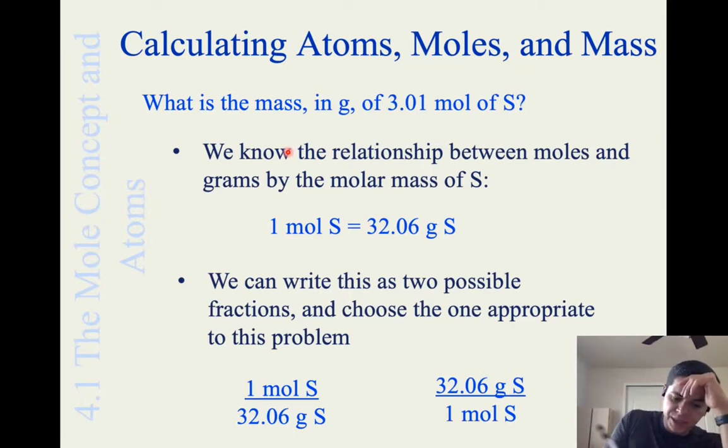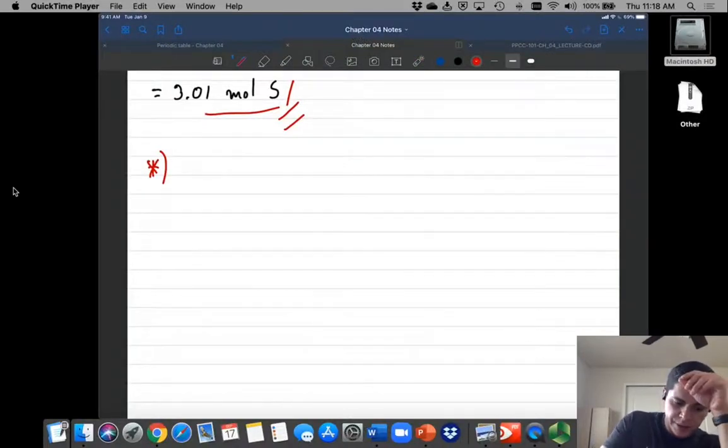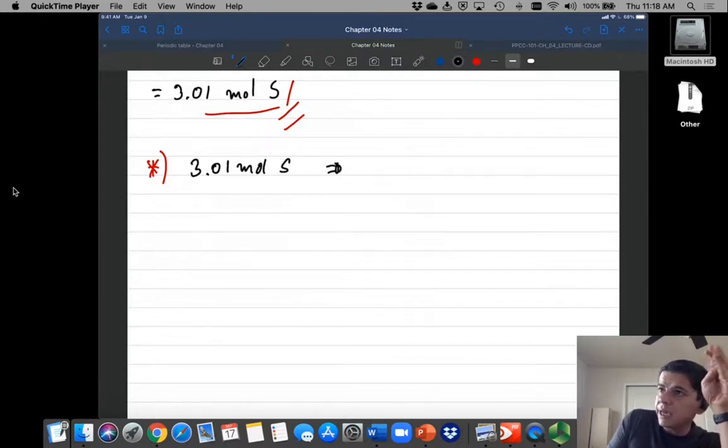Notice, of course, that this problem is very much related to the previous one. Because if you remember, the previous problem was converting atoms of sulfur to moles of sulfur. Now we're going from moles of sulfur to mass of sulfur. Good. So let's go ahead and do that. So we're going to start from the 3.01 moles of sulfur, and our goal is to go to grams of sulfur.